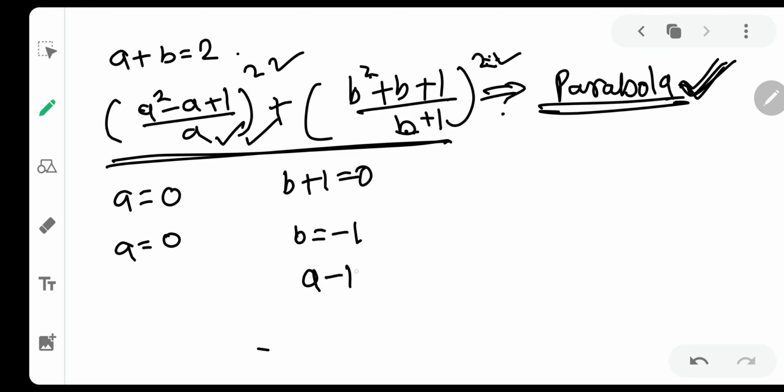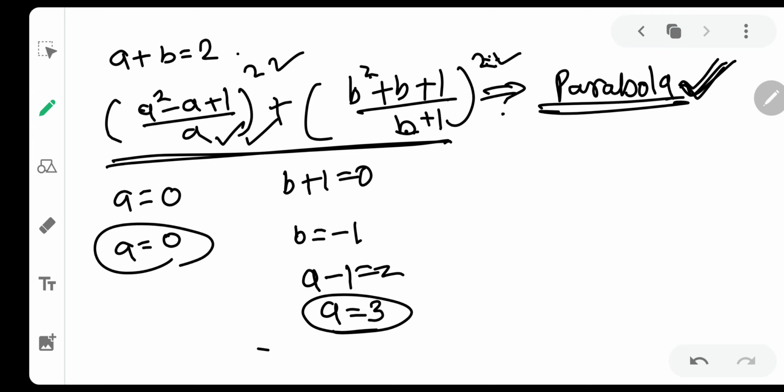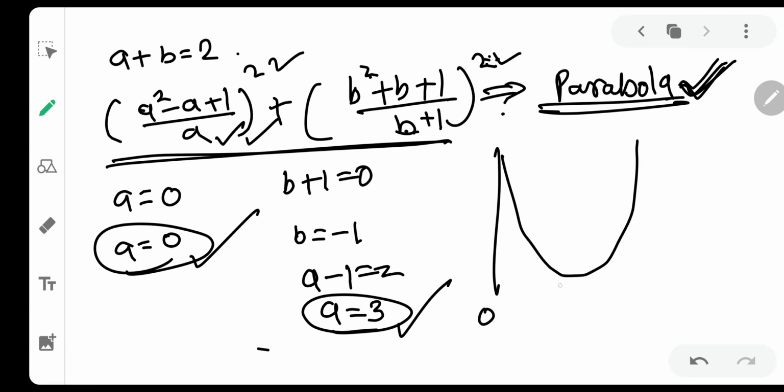So A minus 1 is equal to 2. So basically A equal to 3 and A equal to 0. So at A equal to 0, it turns infinity, and at A equal to 3 it also turns infinity. So basically the graph would be something like this. At A equal to 0 it will be turning to infinity, and at A equal to 3 it will again be turning to infinity. So in between we will have the local minima.